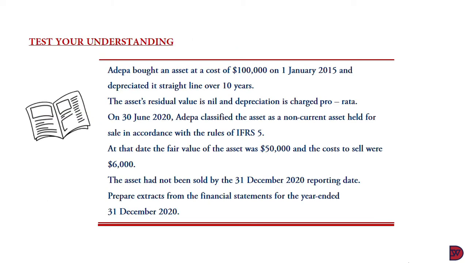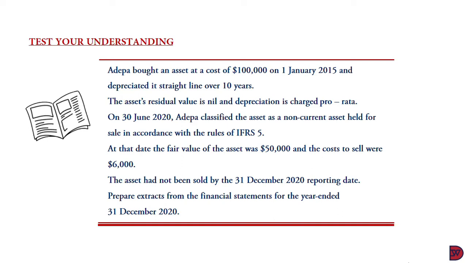Now let's test our understanding. Adepa bought an asset at a cost of $100,000 on 1st January 2015 and depreciated it straight line over 10 years. The asset's residual value is nil and depreciation is charged pro rata. On 30th June 2020, Adepa classified the asset as a non-current asset held for sale in accordance with the rules of IFRS 5. At that date, the fair value of the asset was $50,000 and the cost to sell was $6,000. The asset had not been sold by the 31st December 2020 reporting date.